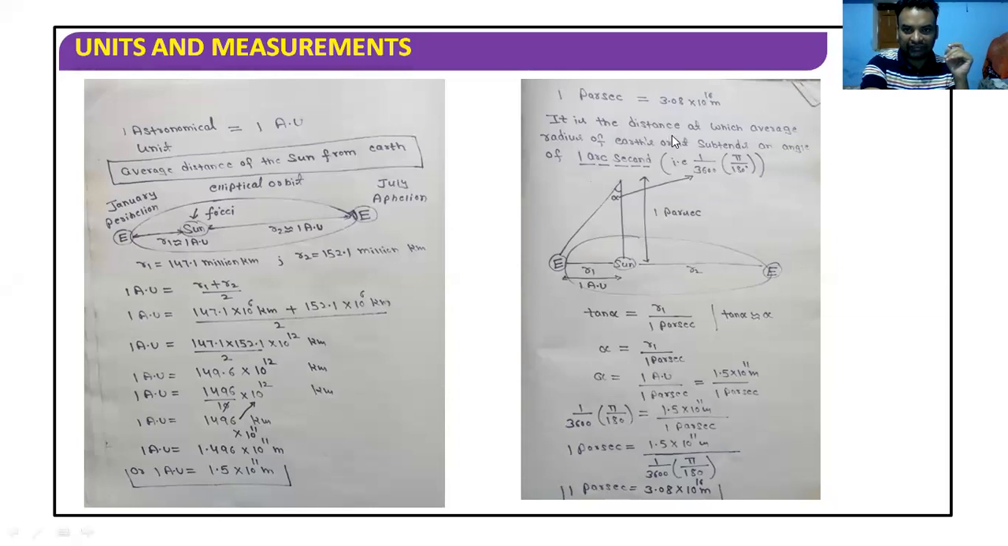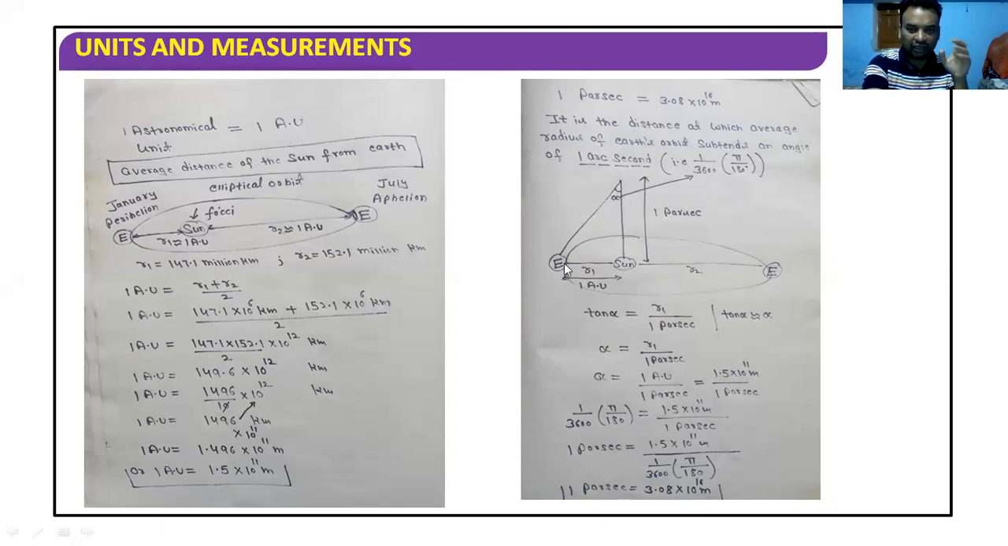Again, now we can discuss the definition of 1 parsec. It is the distance at which the average radius of the earth orbit subtends an angle of one arc second. We are discussing this height so that for the average radius, first we will take this R1, then we will take R2, and we will take the average of these two.